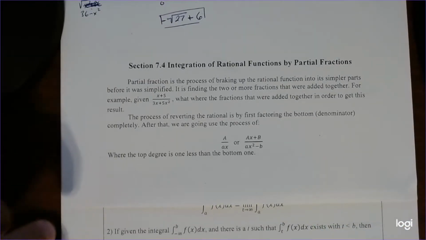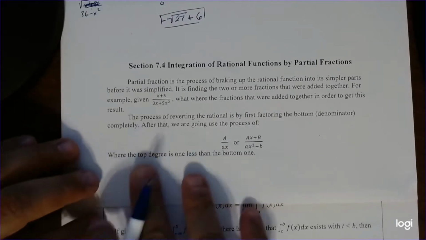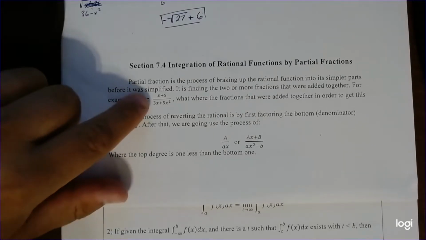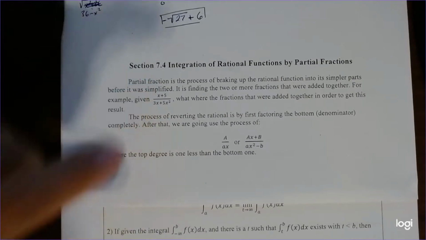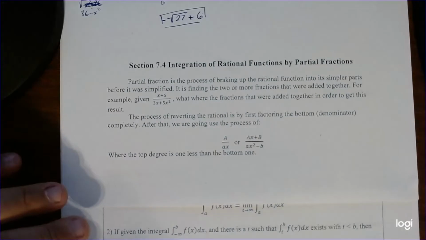And this is a very good way of breaking down fractions into a much easier form to simplify. Partial fractions is the process of breaking up the rational function into simpler parts, before it was simplified. So given a big function like this, what were the original fractions we added to get here? What two fractions, or what three fractions, did we add to get there? That's essentially what we're going to do: given this, how do we go back to its original two or three parts?